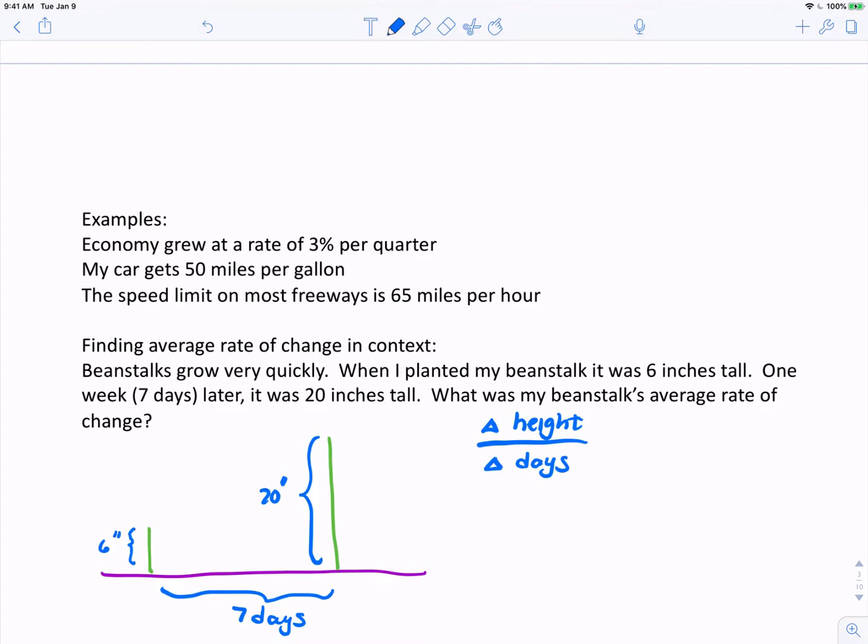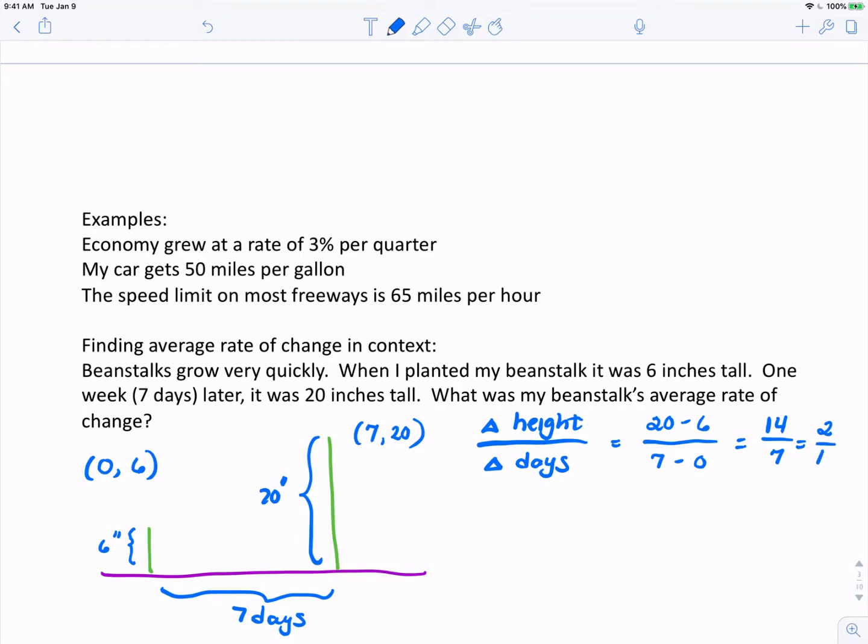So if we thought about this as ordered pairs, on day 0, when I initially planted my beanstalk, it was 6 inches tall, and 7 days later, it was 20 inches tall. So to find the change in height, 20 minus 6, over how much time had passed, was 7 minus 0. And this gives us a total of 14 over 7, or in other words, 2.